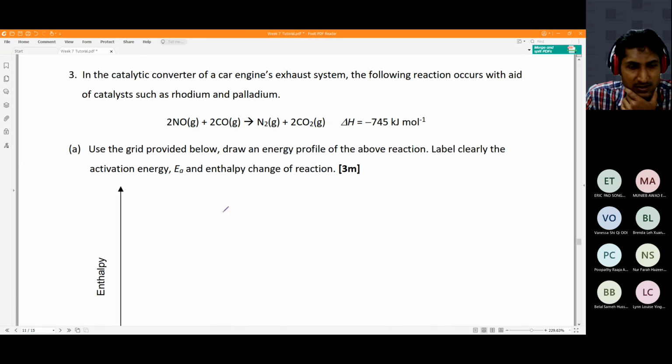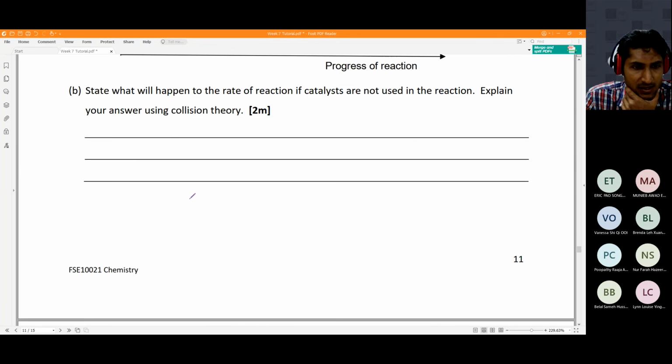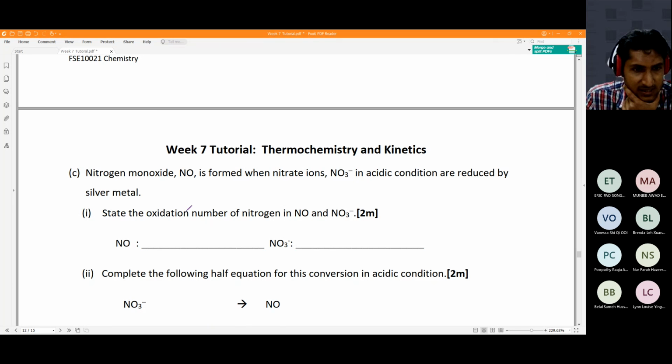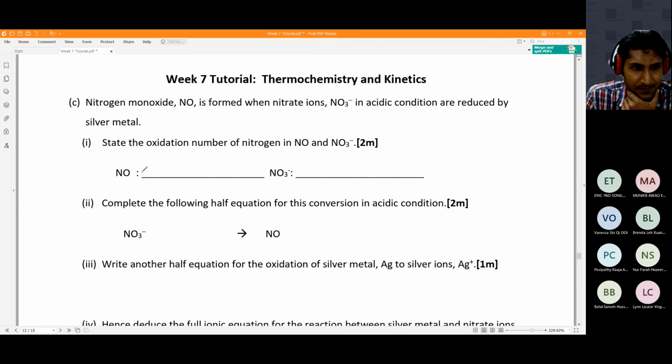Okay, so question number 3, it is almost the same thing. I'm not going to discuss, you have to do it. Only the thing is here, it says state the oxidation number of nitrogen in nitric oxide and nitrate ion. So nitric oxide, let's say that unknown is X, and oxygen is always -2, so X minus 2 should be 0. There is no charge, so it is carried to 0, and nitrogen will be positive X.